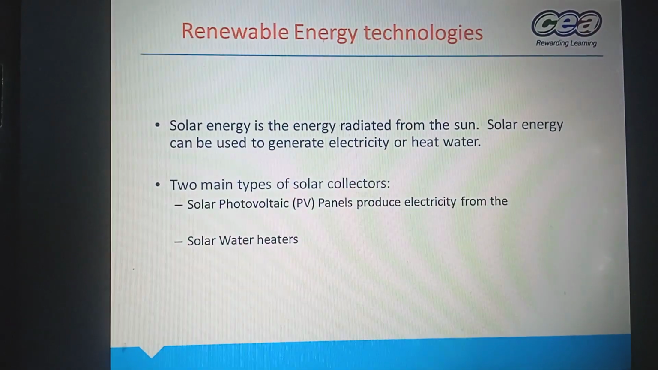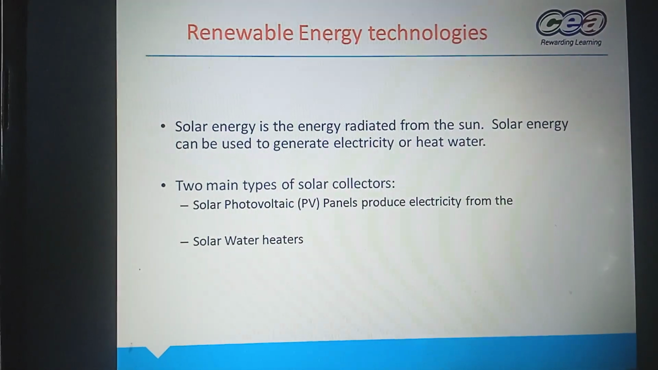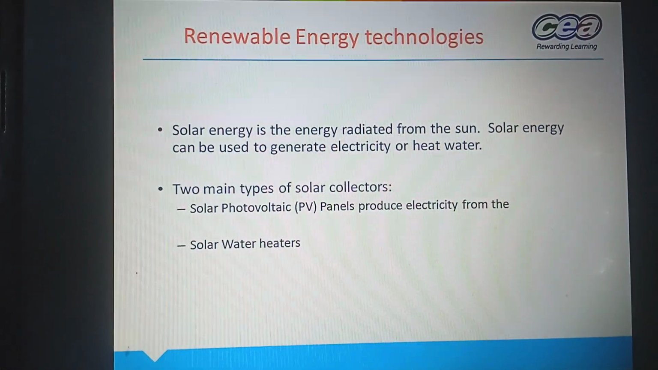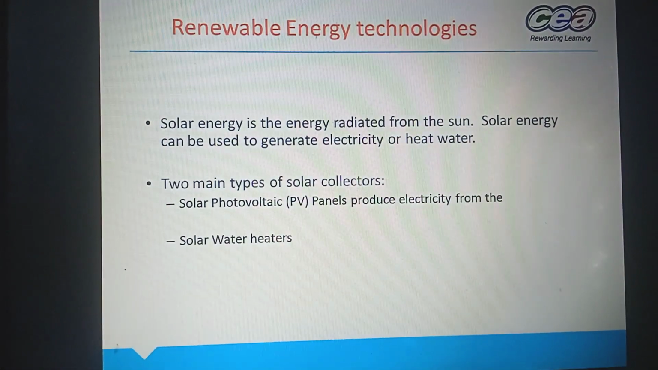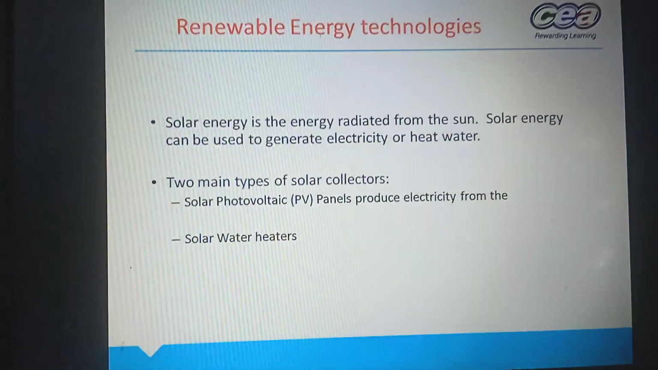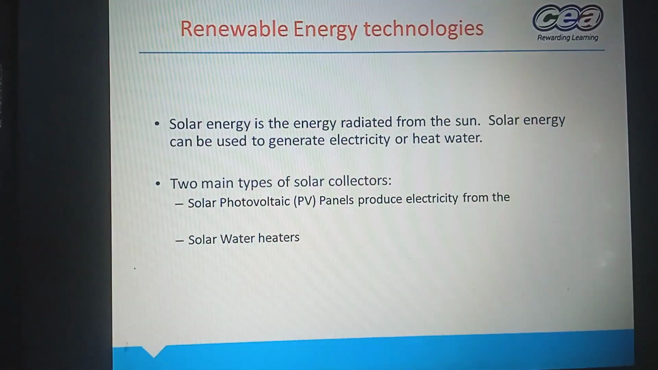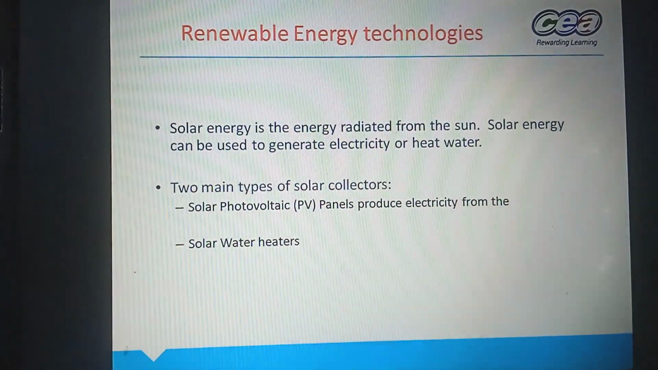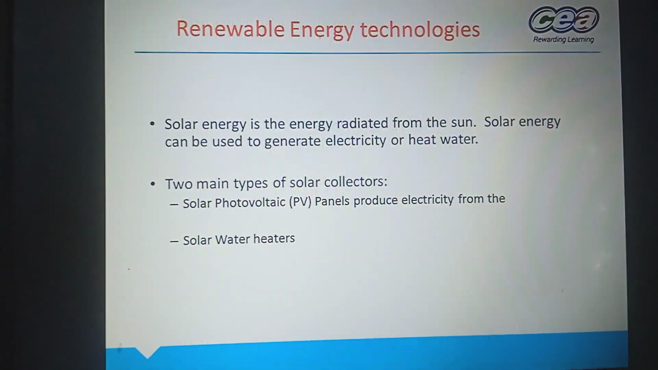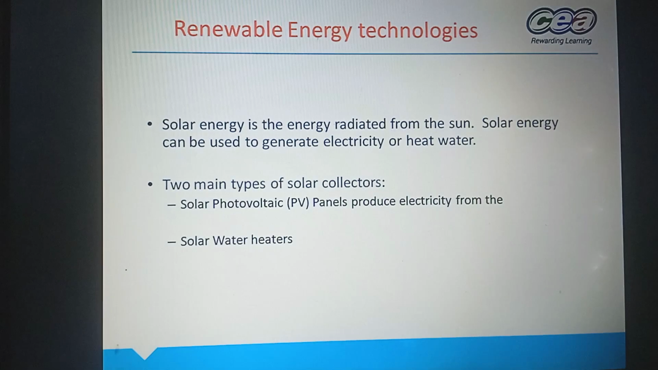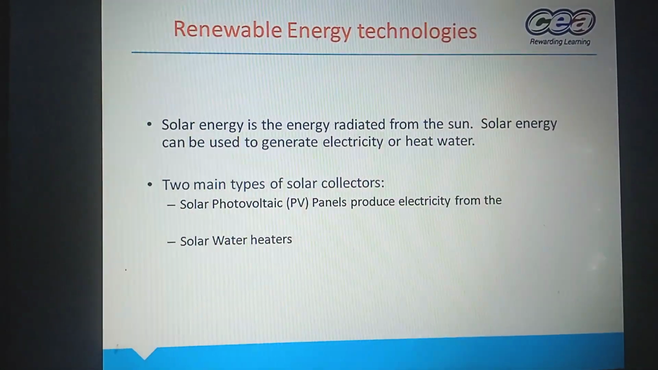Next one, solar energy. Solar energy is energy radiated from the sun. Solar energy can be used to generate electricity or heat water. Two main types of solar collectors. First one is solar photovoltaic panels, which produce electricity from the sunlight. Next one, solar water heater.